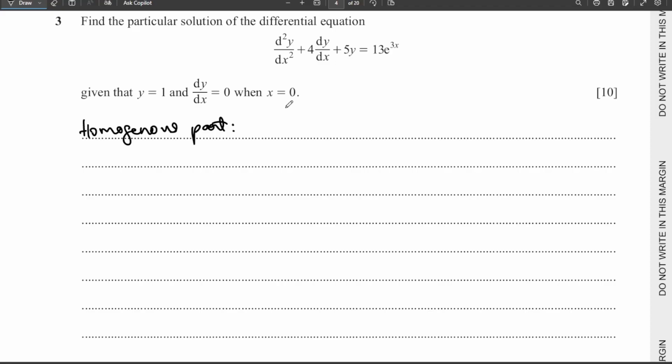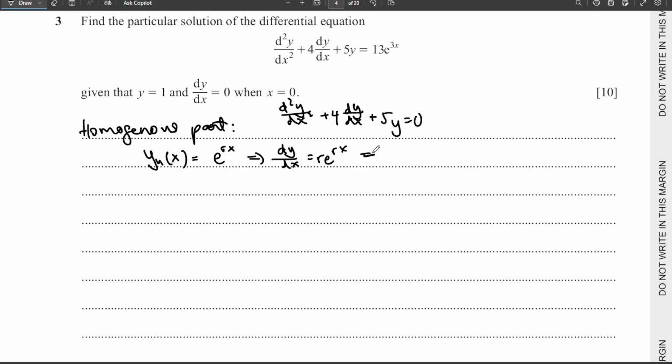For the homogeneous solution, we just take the second order differential equation and then we equate it to 0. So we do not consider this function at the right hand side here. And of course, you should know that for the solution to this type of equation, we have to assume a homogeneous solution in the form of e to the rx. So the first derivative will give us re to the rx, and then the second derivative gives us r squared e to the rx.